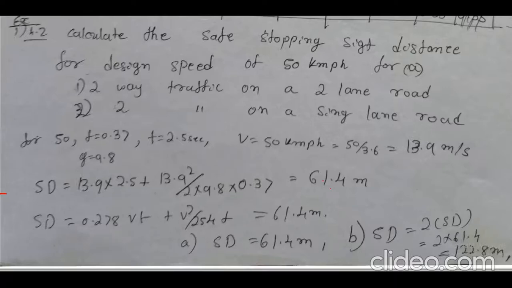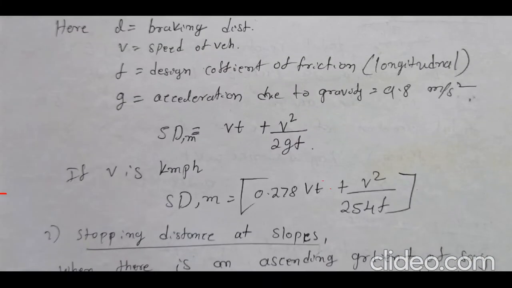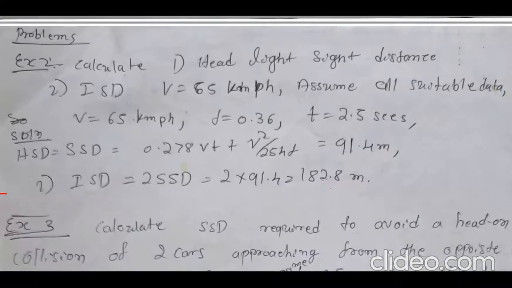Problems on safe stopping sight distance or SSD. Here the design speed of the vehicle is 50 kmph. We know the formula: SSD is equal to Vt plus V square by 2gf if it is in meter per second, and 0.278 Vt plus V square by 254f if the speed is in terms of kmph.